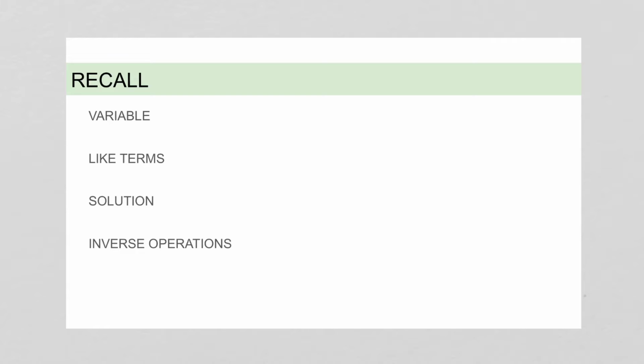So let's begin by just reviewing some of the terms that are important for us to remember. So first, a variable. Remember that just represents any unknown value. So it can be a letter like X, it can be a picture, it can be a symbol, it doesn't matter, it just stands in for a value that we don't yet know.